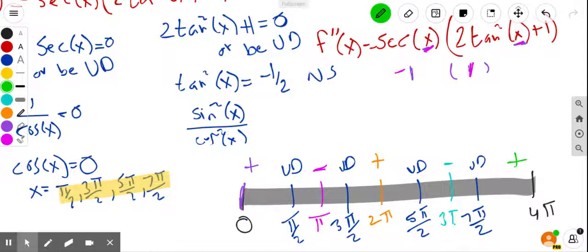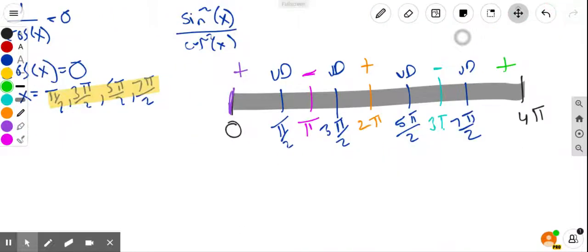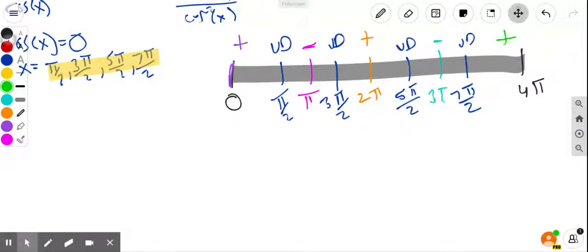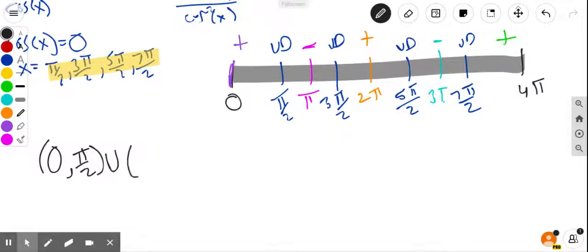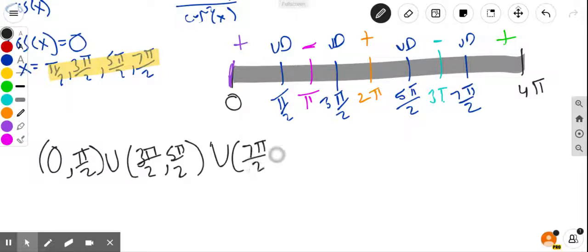So now I can say that from 0 to pi over 2, or from 3 pi over 2 to 5 pi over 2, or from 7 pi over 2 to 4 pi, f of x is concave up.